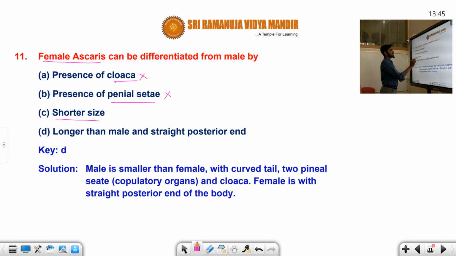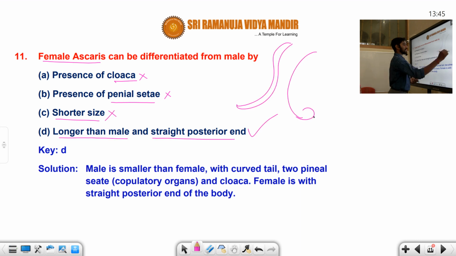Once again, recall this is the female Ascaris, and the male Ascaris has a posterior part, the tail, curved like this. So this is the female, and this is the male Ascaris. The female Ascaris is very long when compared to the male Ascaris.